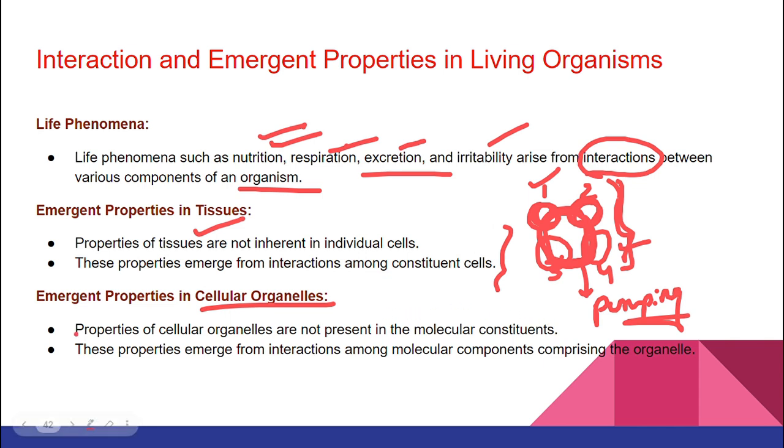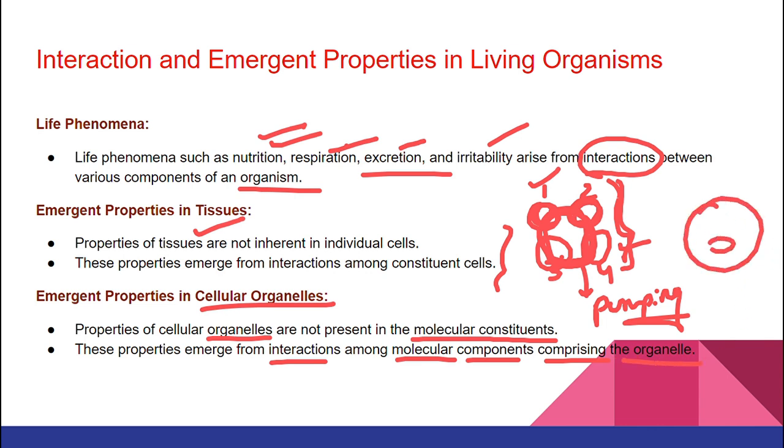Now cellular organism. Properties of the cellular organelles are not present in the molecular constituents. These properties emerge from the interaction among the molecular components comprising the organelle. So if I talk about the mitochondria, when I say molecular constituent, I'm talking about your DNA, your RNA, your protein, your enzyme, your hormone, all these are called molecular constituents. These molecular components are present in the mitochondria and interact with each other, and by this the mitochondria is called the powerhouse of the cell. It produces the energy, ATP, right?